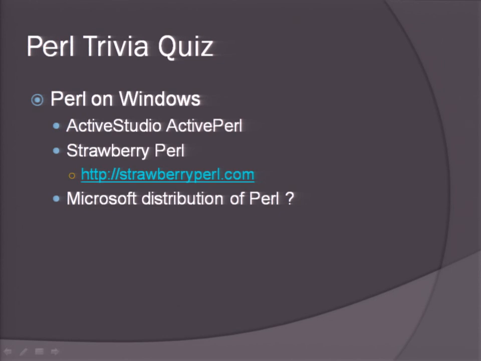So here's the last question. There are two major distributions of Perl on Windows: ActivePerl, and Strawberry Perl, which is an entirely open source one. Now, is there a Microsoft distribution of Perl? Does Microsoft distribute, build and support a build of Perl 5? Besides ActivePerl, there is one. It's distributed with Interix, an add-on to Server 2003 and higher. It's a build of Perl 5.6, so there is one.